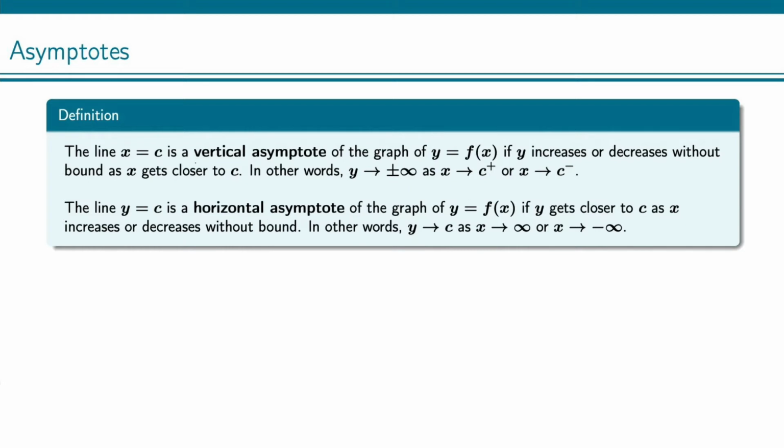So here's the definition. I'm going to read through the definition and then give you just a little picture of what this means. So first, the line x equals c is a vertical asymptote of the graph of y equals f of x if y increases or decreases without bound. And that's the key right there, without bound, okay? Meaning it's going off to infinity or negative infinity, as x gets closer to c. So we get closer and closer to this line. As x gets closer and closer to this line, our y value gets bigger and bigger or smaller and smaller.